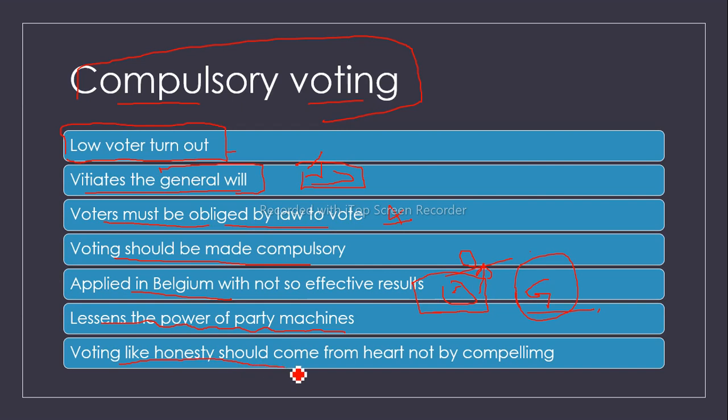some of the philosophers suggest that voting should not be made compulsory, because it's just like honesty, which should come from the heart, not by compelling. The people should themselves realize, by their civic sense, that it's their civic duty as a citizen to cast their votes, because their votes make a difference, and in direct elections they definitely make a difference because you directly elect the representatives. So people have to generate that civic sense by themselves.